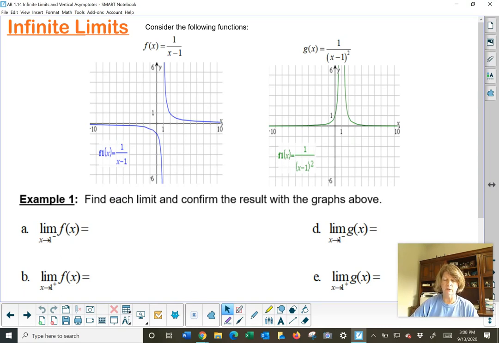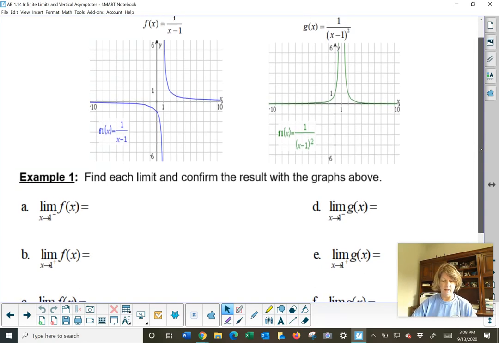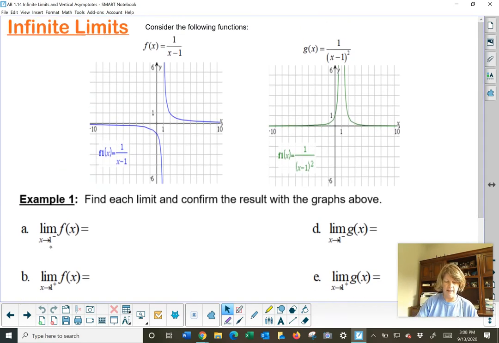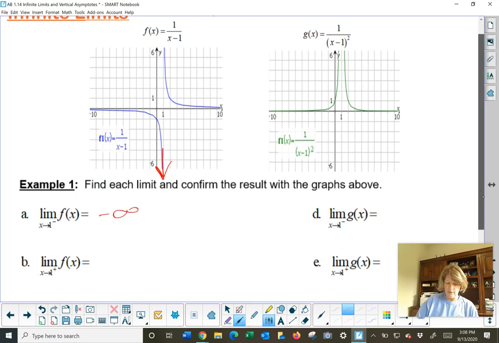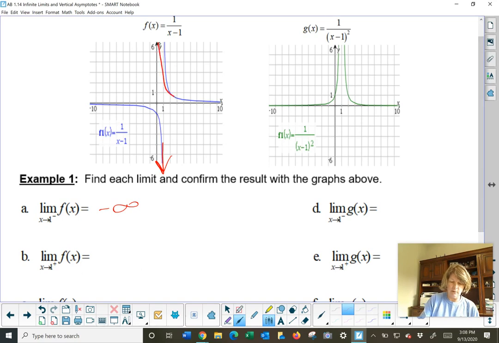One is f of x equals 1 over x minus 1, and the other graph, g of x, equals 1 over x minus 1 quantity squared. It says find each limit and confirm the results with the graph above. So for A, the limit as we approach 1 from the left of f of x appears to be going to negative infinity. B, from the right, appears to be going to infinity.